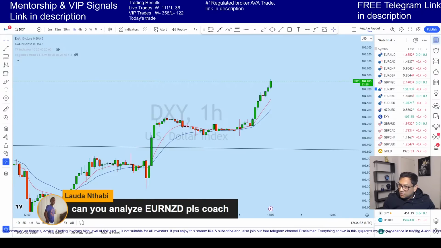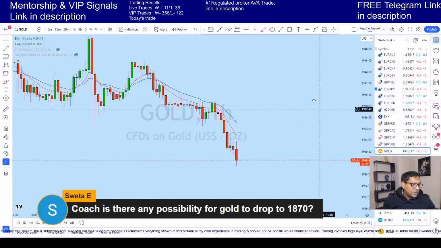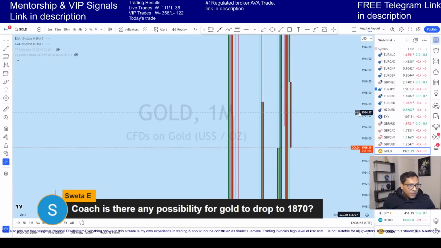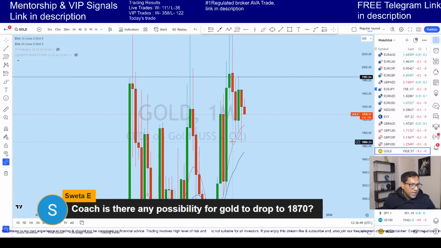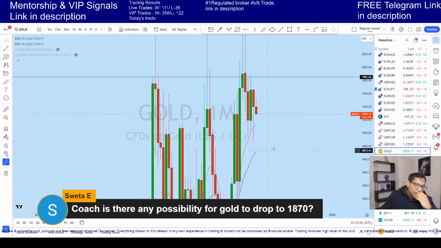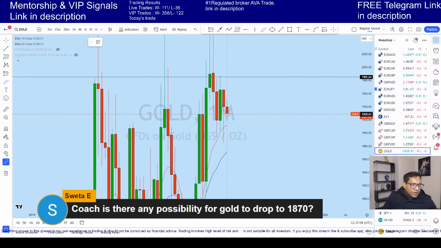And euro NZD. Yep, coach, is there any possibility for gold to drop to 1870? Very good question. Gold is currently in a downside. Looking at gold, this is a monthly candle, and the 1870 that you are predicting is below this level. Yeah, it's possible. Anything is possible because it's in a downtrend, right?